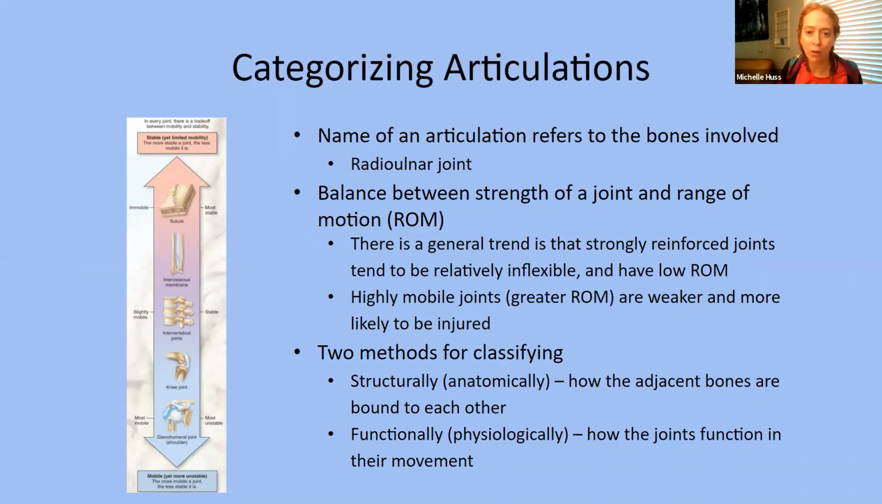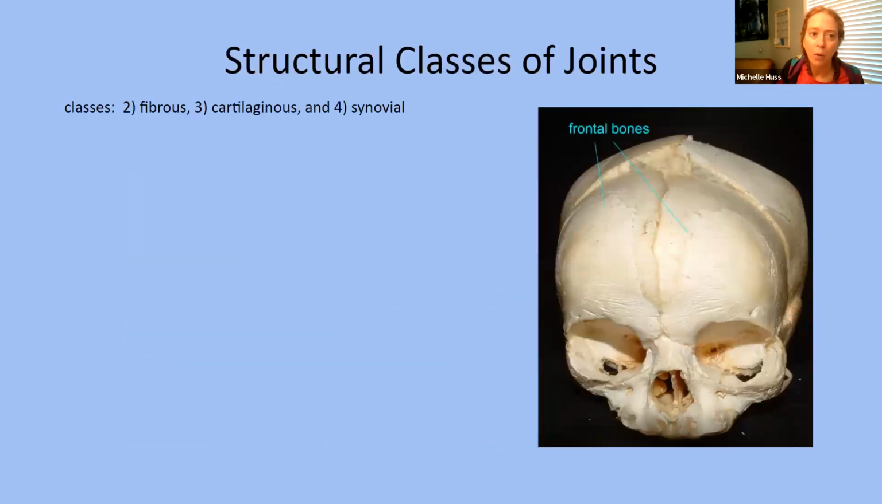And the first way we're going to look at joints is what they are made of, so structural. There are two methods for classifying. One is structural, which we're going to look at first, and the next one is functional, like how does it work? So the first one is structural: what is it made of? We're going to see that there are fibrous, cartilaginous, and synovial joints in terms of structure.